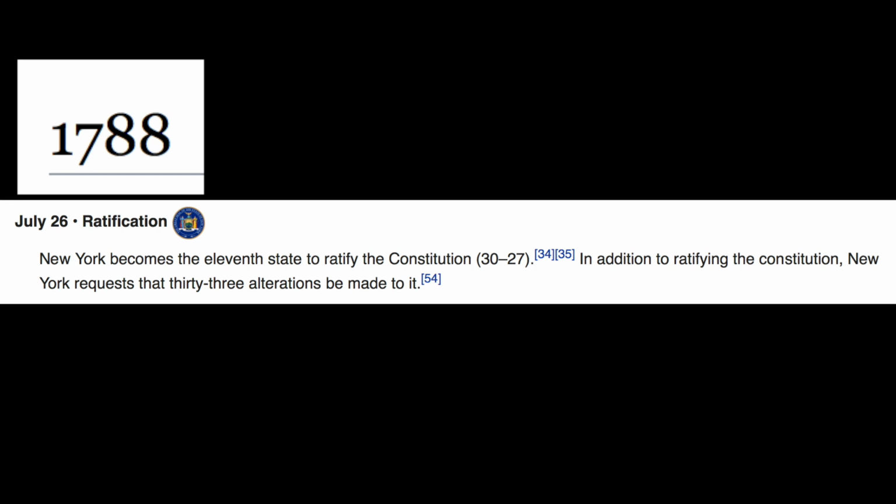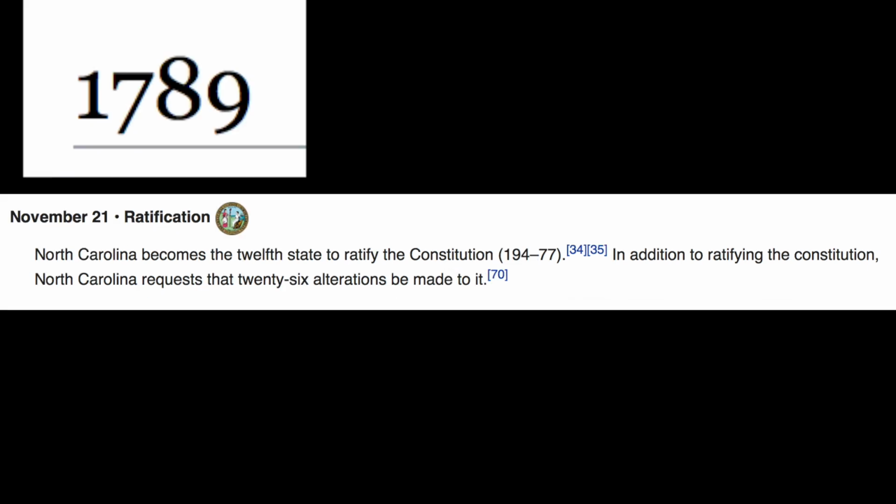So moving on now. November 21st, 1789. Actually, I'm sorry. Before we move on, we have to remember that New York does it in 1788, and then a whole year and 3 months later, in 1789, North Carolina becomes the 12th state to ratify the Constitution. This is November 21st of 1789.